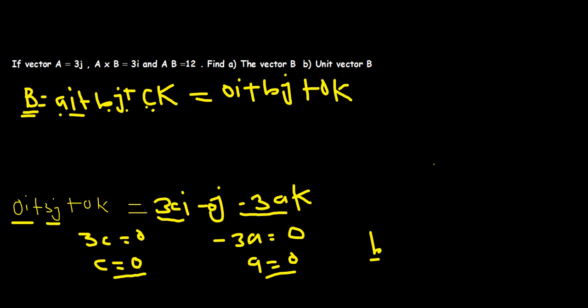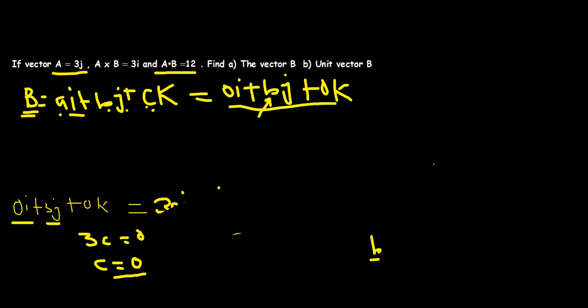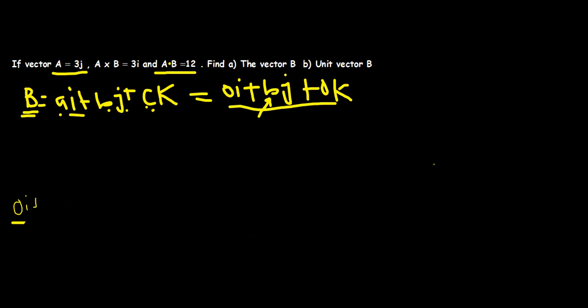In order for us to find the value of b, we are going to use this dot product that we've been given here. We know that if we do the dot product of vector a and vector b, we should get 12. So this will help us find the value of b, and by finding b, we would have found our vector b. So let's find the dot product. a dot b is equal to 12.